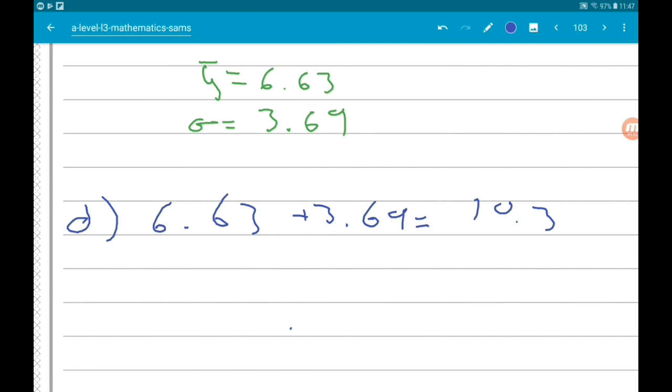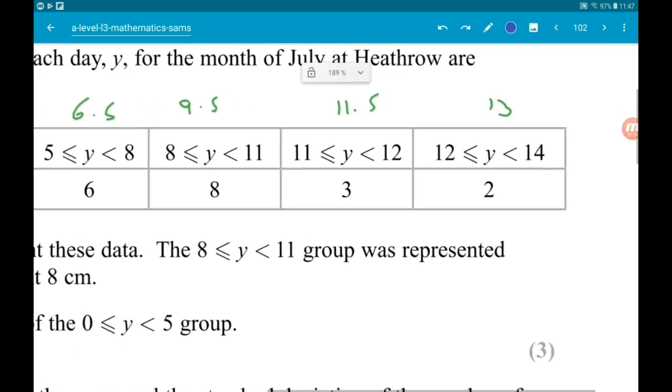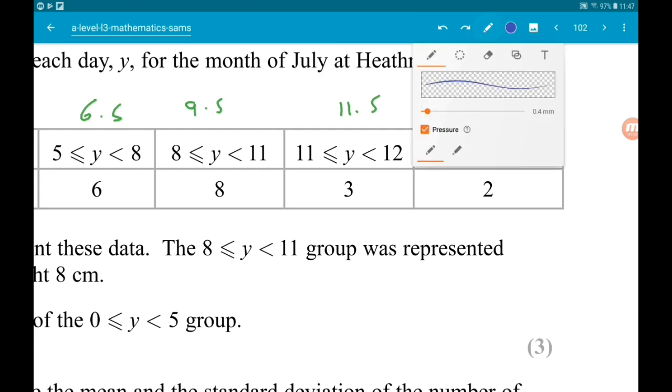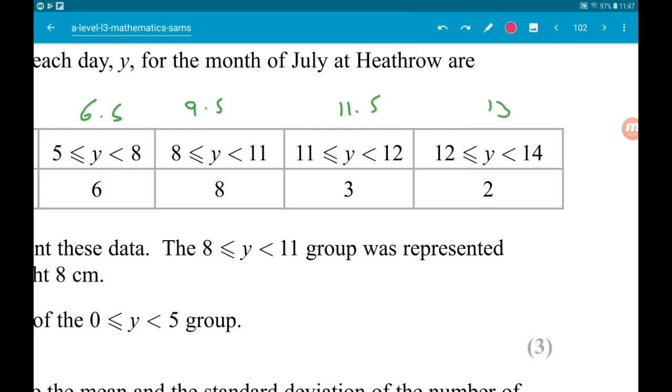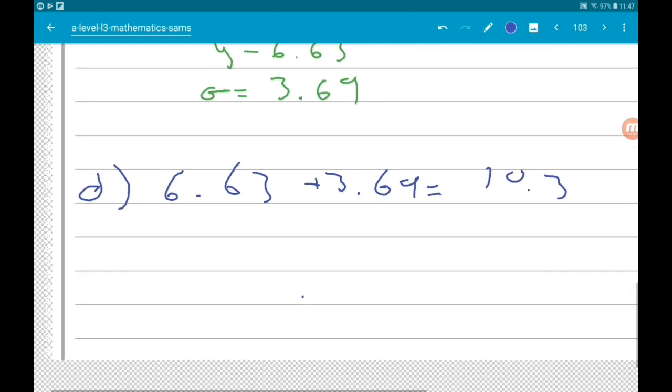So we want the number of days where there were more than 10.3 hours. So we definitely want the top two intervals. So we're having 5 to start.